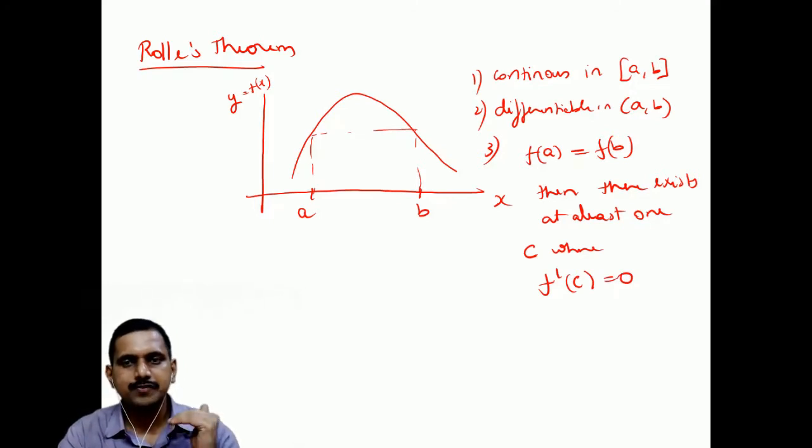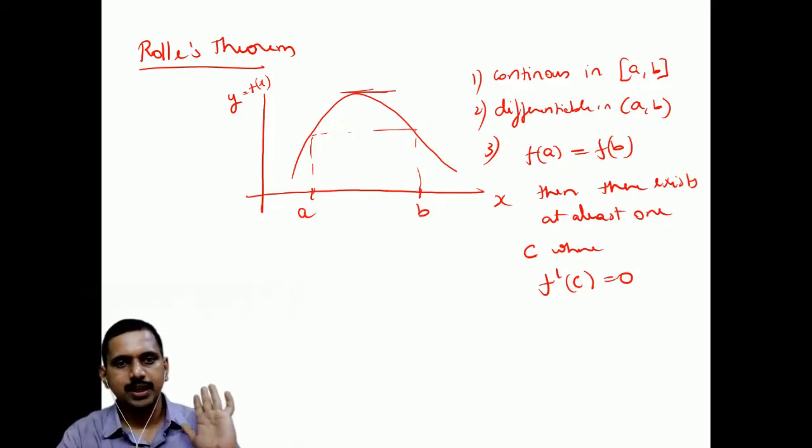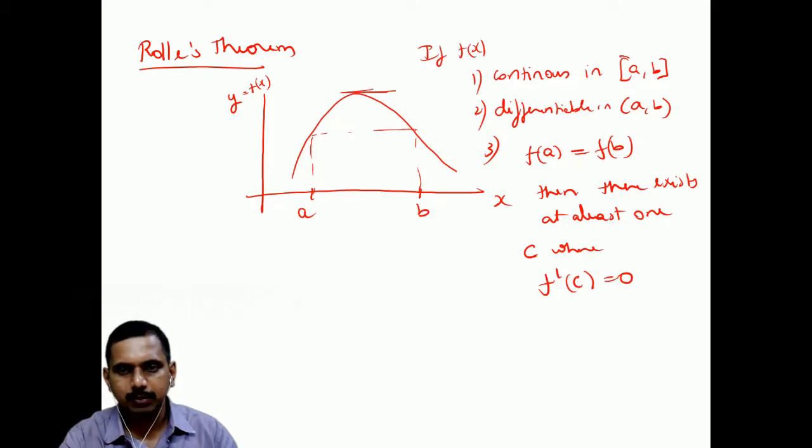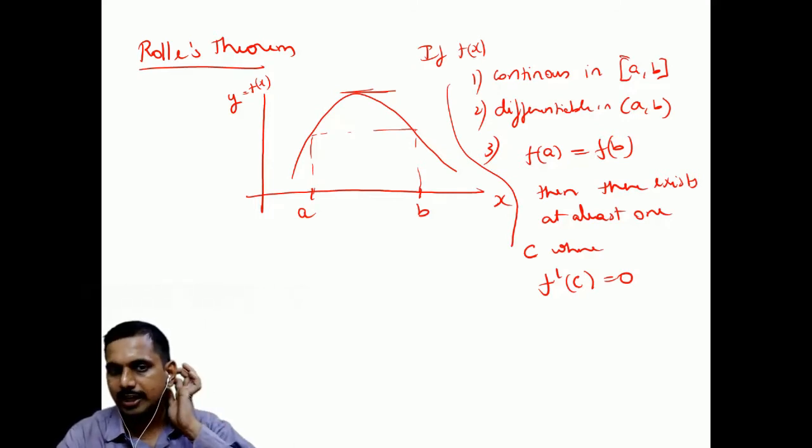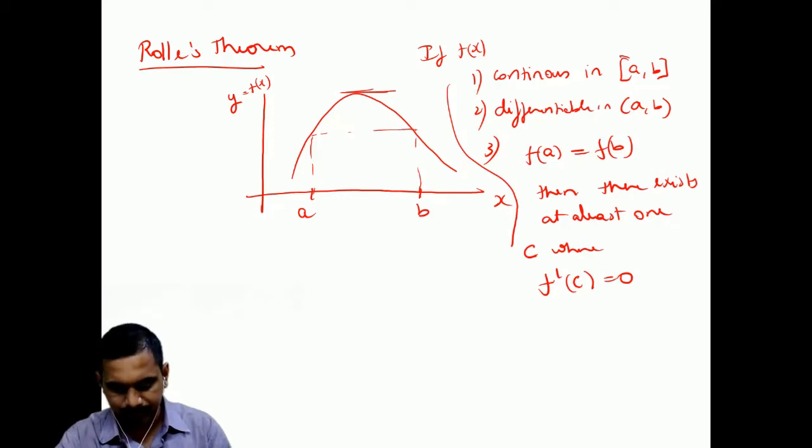What do you mean by f dash of c being equal to 0? It means the slope is 0, and slope 0 means it's parallel to the x-axis. This is Rolle's theorem. If a function f of x is continuous in the closed interval a b, is differentiable in the open interval a b, and f of a is equal to f of b, then there exists at least one c where f dash of c is equal to 0.